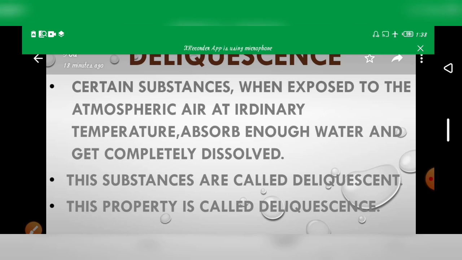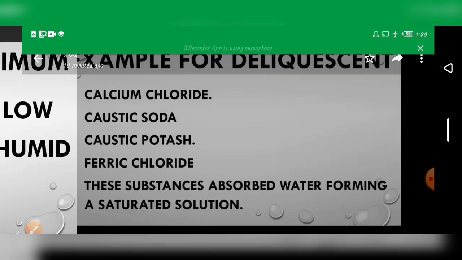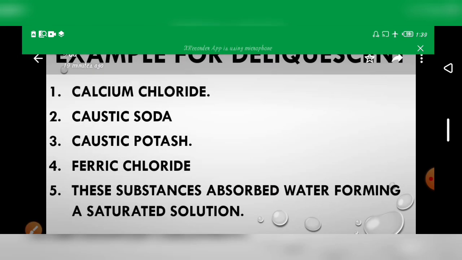Okay, here you see deliquescence is at a maximum whenever the temperature is low and the atmosphere is humid. You know very well, temperature is low means it is rainy season or winter season. Atmospheric air is humid, the same thing. Okay, at these times the deliquescent substance absorbs water molecules easily.